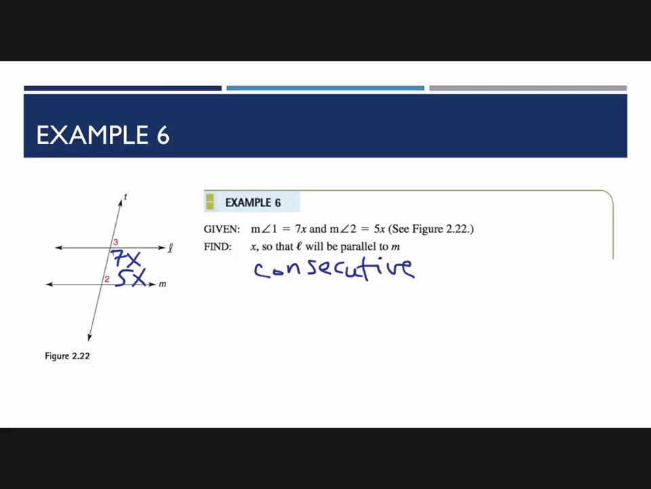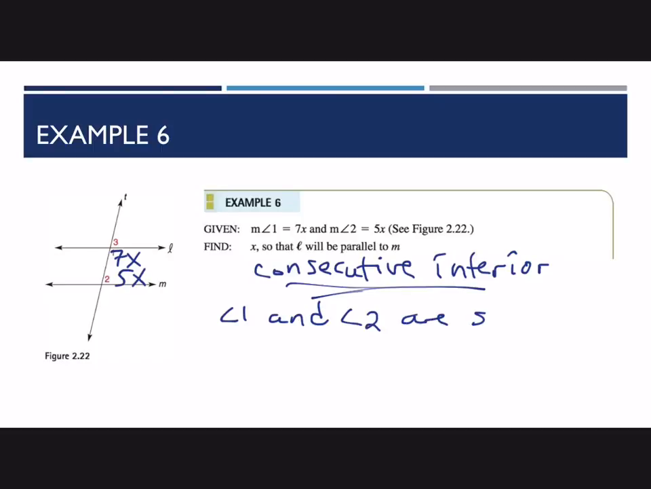All right, so you would need to think through what condition needs to exist for those consecutive interior angles to make the lines parallel. And these are, let's see, theorem 2.3.4. If 2 lines are cut by a transversal so that the interior angles on the same side of the transversal, so that's consecutive interior, are supplementary, then these lines are parallel. So if angles 1 and 2 were supplementary, that would be enough to show that L and M are parallel.